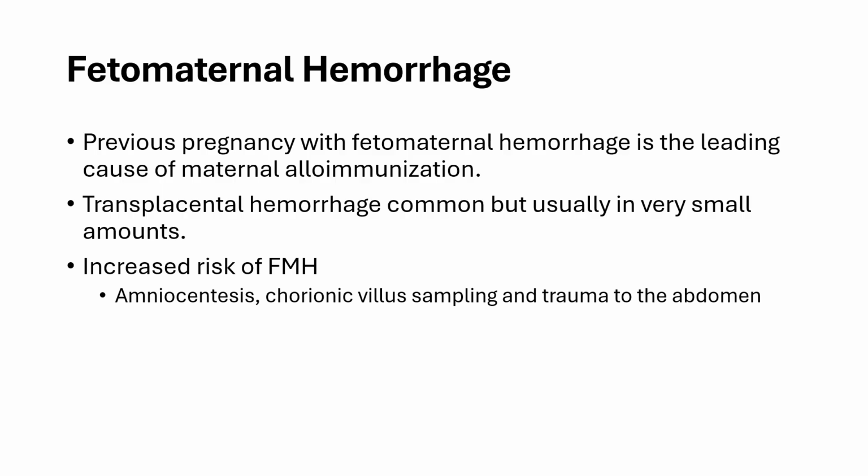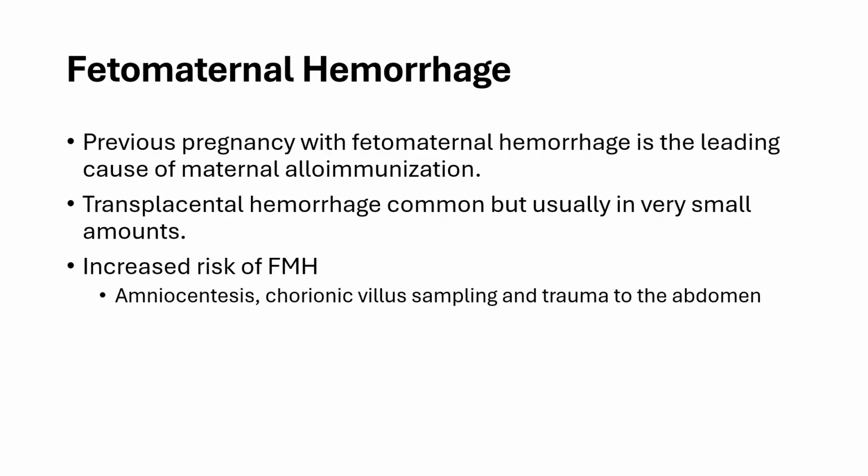Some causes and risk factors for maternal alloimmunization: a previous pregnancy with fetal maternal hemorrhage is the leading cause of maternal alloimmunization. Transplacental hemorrhage is common, but usually involves very small amounts of fetal blood. They're also at an increased risk of fetal maternal hemorrhage that could occur with amniocentesis, chorionic villus sampling, or trauma to the abdomen.